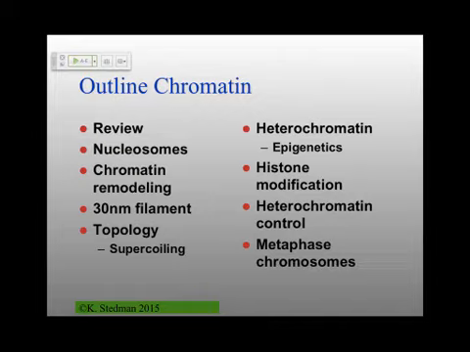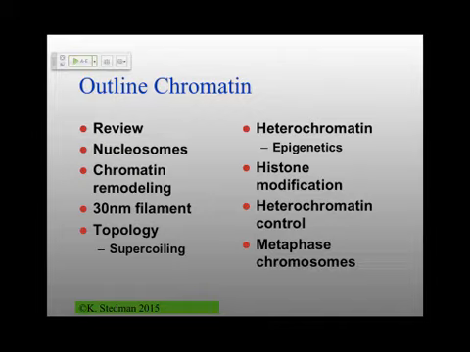So today we're going to continue talking about why Watson and Crick's model was totally worthless, because that's not what DNA looks like inside the cell. It's really a whole combination of lots of different things.